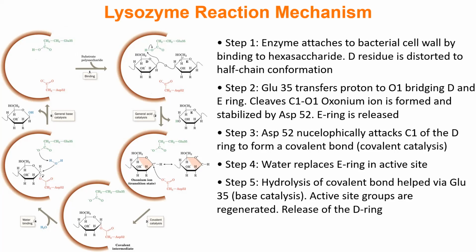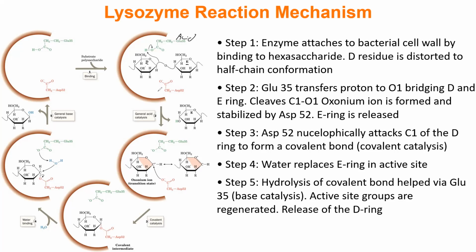So we have our NAG and NAM bound, and D and E here are the positions that we talked about. The first step is that GLU35 is going to act like an acid, right? We're going to donate our hydrogen to this glycosidic bond. And right now, ASP52 is just hanging out.